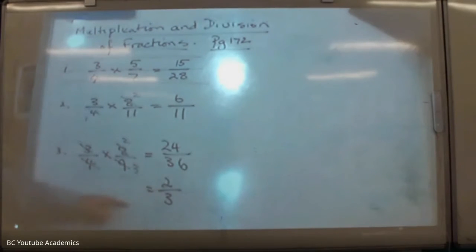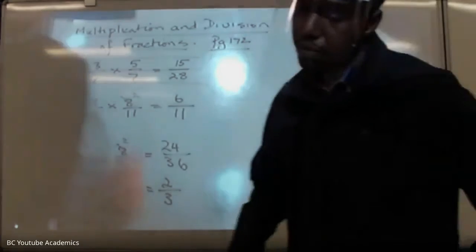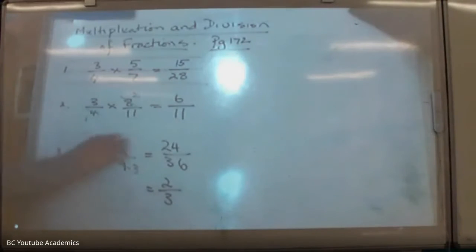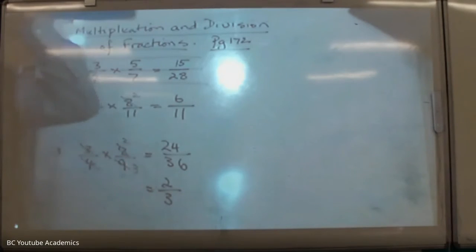So I get 2/3 as my final answer, but it was much easier to cancel first and then do the multiplication, rather than to multiply and then do the cancellation, because then I avoid these big numbers. So cancel first and then multiply. And it's not wrong if you prefer to do this, or you forgot to cancel and then cancel afterwards. What is important is that at some stage you've got to get to 2/3.